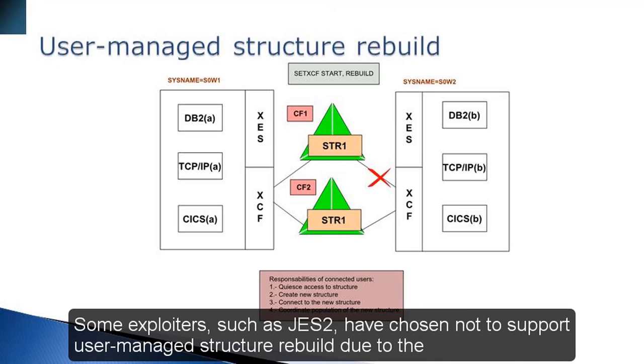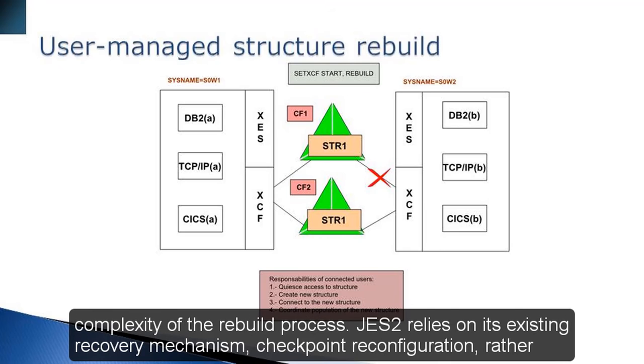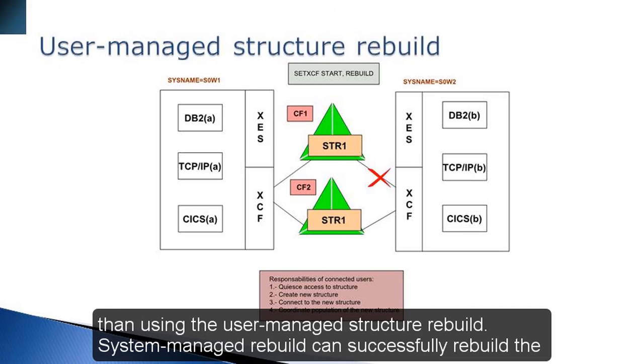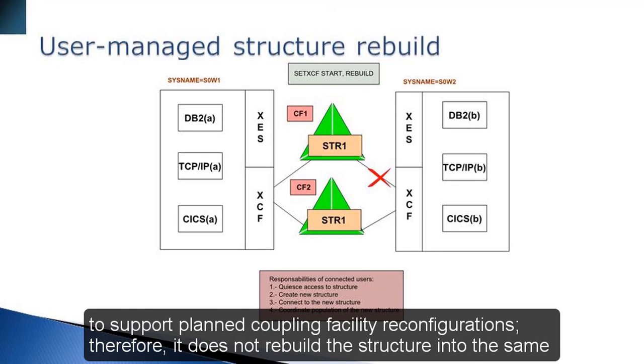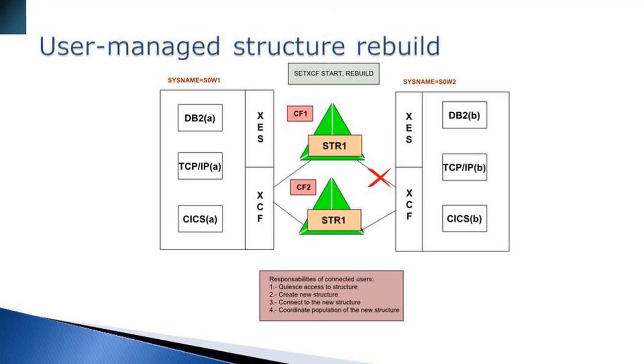Some exploiters, such as JES2, have chosen not to support user-managed structure rebuild due to the complexity of the rebuild process. JES2 relies on its existing recovery mechanism, checkpoint reconfiguration, rather than using the user-managed structure rebuild. System-managed rebuild can successfully rebuild a structure even when there are no active connectors to a structure. System-managed rebuild is intended to be used to support planned coupling facility reconfiguration. Therefore, it does not rebuild the structure onto the same coupling facility.